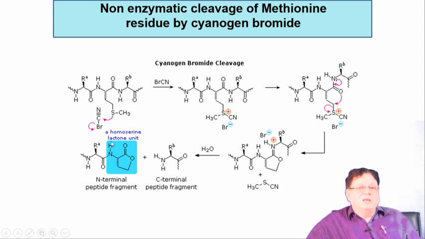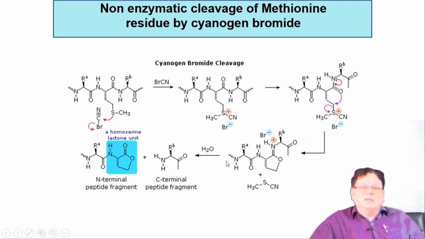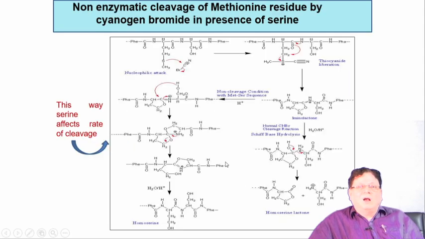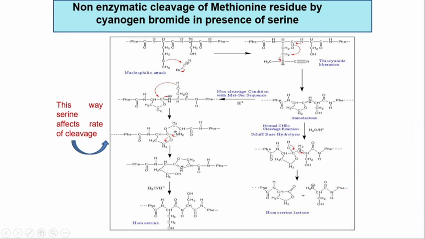Okay. So, if that is formed, then you know that there is a methionine at this position, and the rest of the fragment, that is the other peptide portion from the C terminal end, that remains. Now, the cyanogen bromide reaction does not work if the second amino acid happens to be a serine. Serine is CH2OH. You can see here that this is serine and this was your methionine.